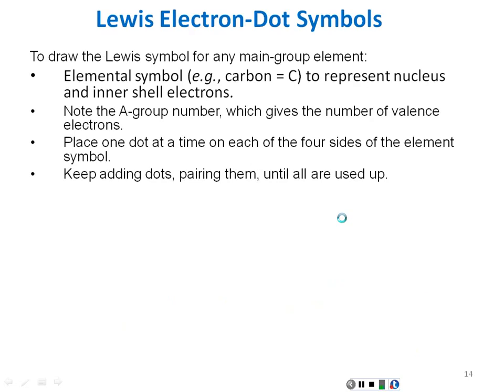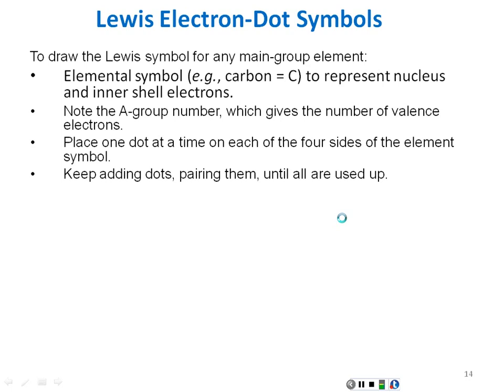Another important contribution Lewis made is Lewis electron dot symbols. Now, to draw a Lewis symbol for a main group element, there are 4 steps. So the first step, you write the element symbol, and this represents the nucleus and the inner shell electrons. And then you note the column, the A group that it's in, and this gives you the number of valence electrons that you have to add.